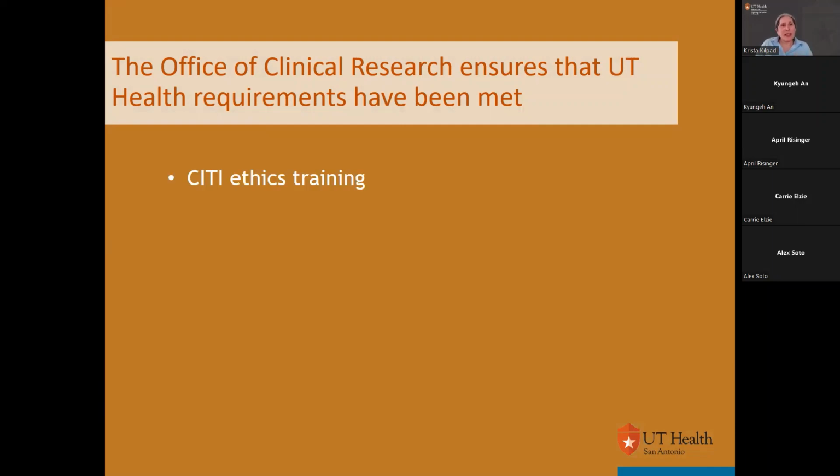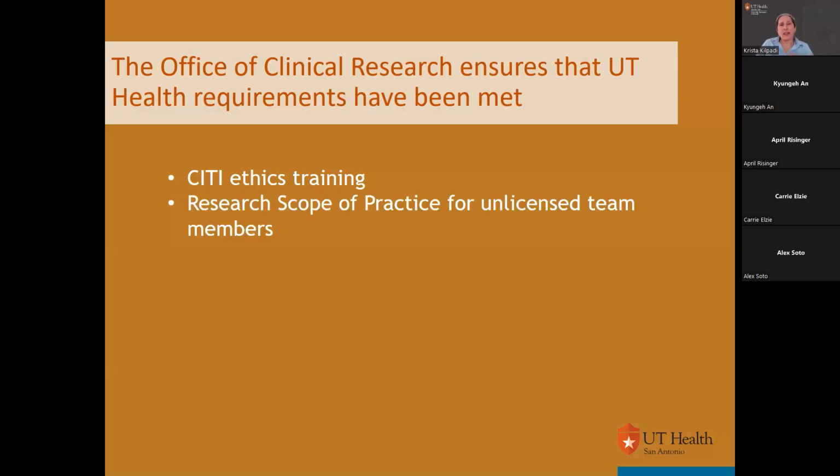So they're going to look at things like whether your team has completed all of your CITI ethics training before you get started. The CITI training is required for all investigators and research staff that are conducting human research at institutions using the Health Science Center IRB. There are special modules that VA researchers have to complete, so make sure that you get the right ones done depending on where you're doing your research. Other things that the OCR checks, they check that there's a research scope of practice that's been filed for any team members that you might have who don't have any sort of a medical license, to make sure that they're not doing anything that they're not allowed to do.